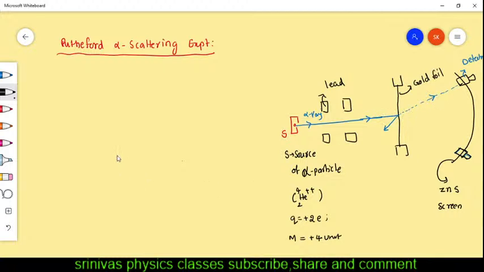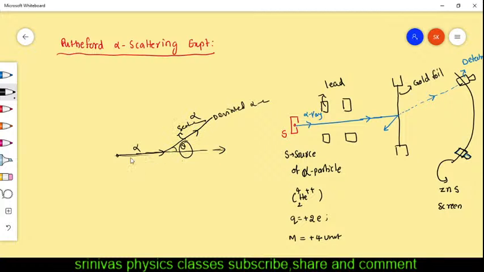What is the meaning of scatter? When an alpha particle is going along this direction, but due to some reason it is deviated from its original path, this is the deviated alpha particle, and this is the original direction. Originally the alpha particle is trying to go this side, but it goes this side, and the angle through which it bends from its original path is called the angle of scattering. Theta is the angle of scattering, and this is the scattered alpha particle.